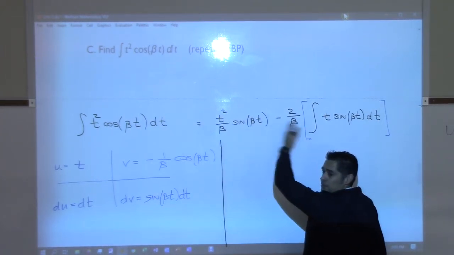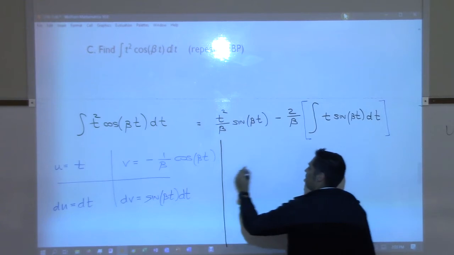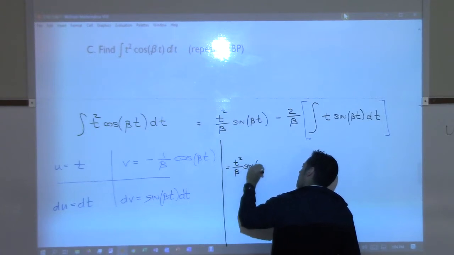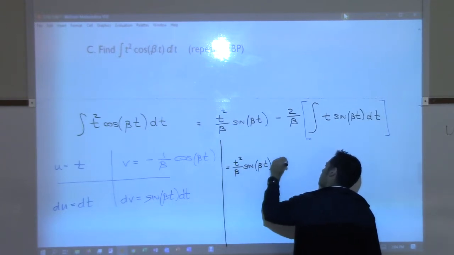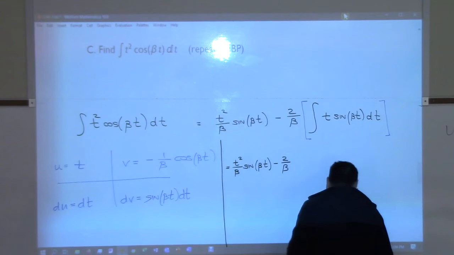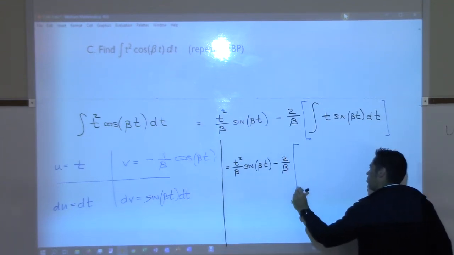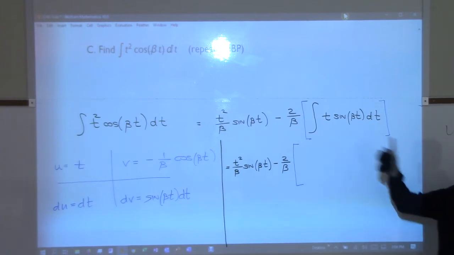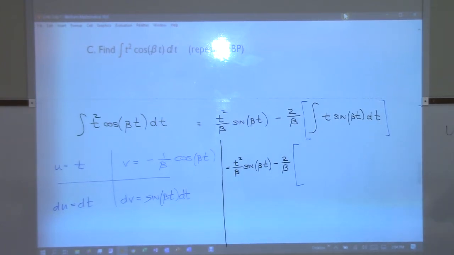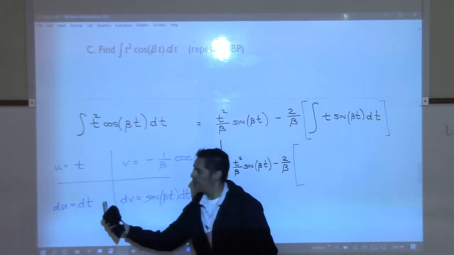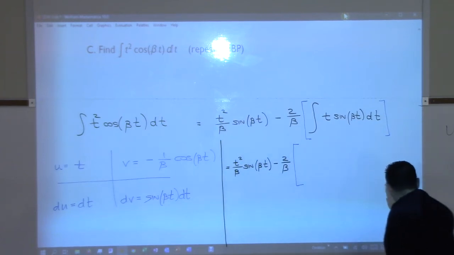Let's continue. So back up to this. We are equal to t squared over beta sine of beta t minus 2 over beta. And then this is where the bracket started. So that integral right here will be replaced with ultraviolet minus voodoo again, right? We have to do a new ultraviolet minus voodoo off of this table.